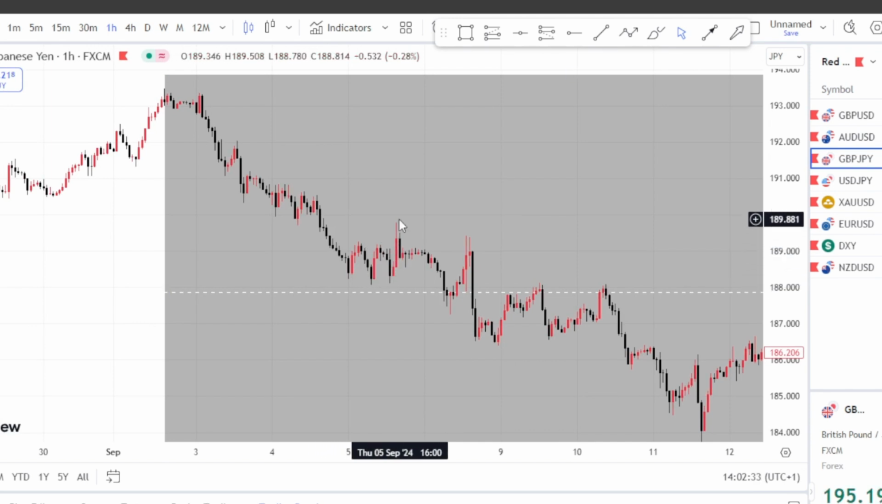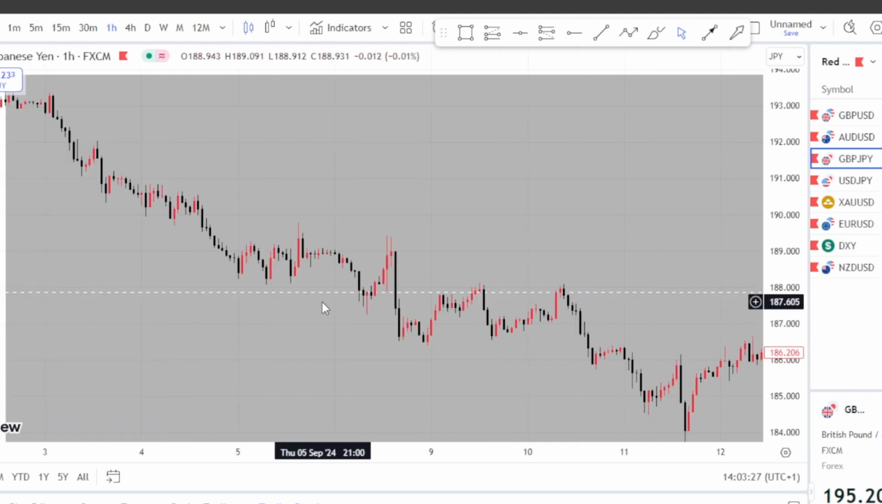We now do change of character. We did not hold, we retrace. So the ability to understand price action per time will really help you stay away from certain trades that will hit your stop loss. Market structure moves in two ways. It moves up and it retraces.